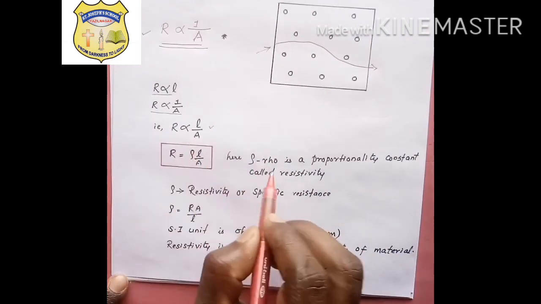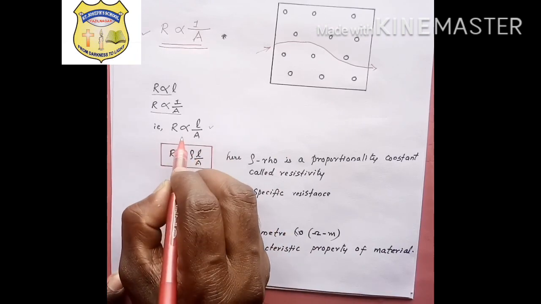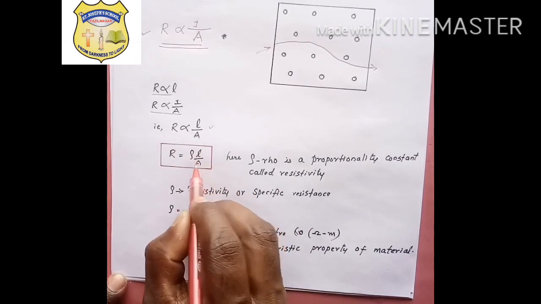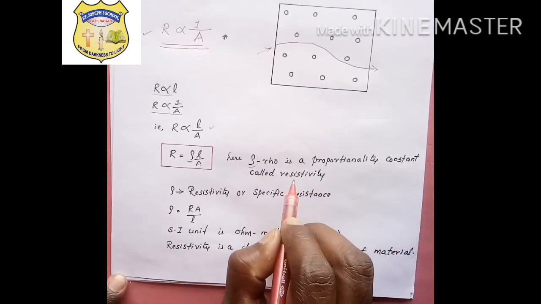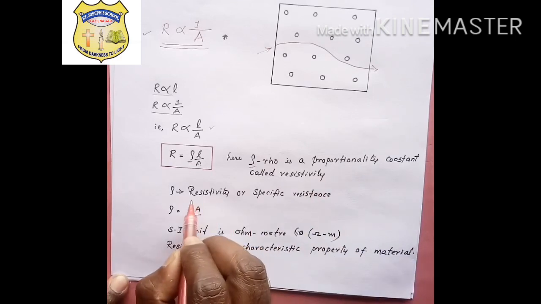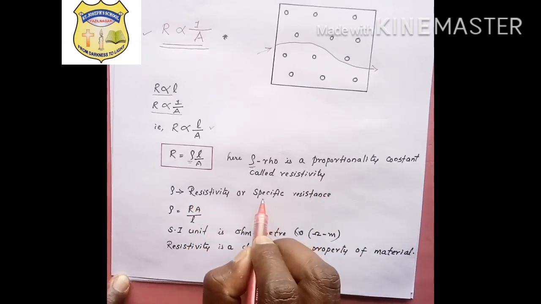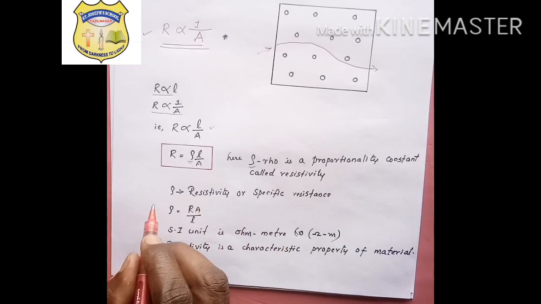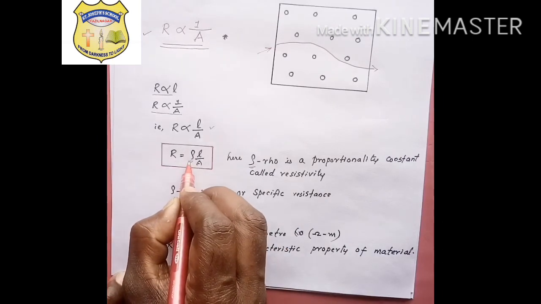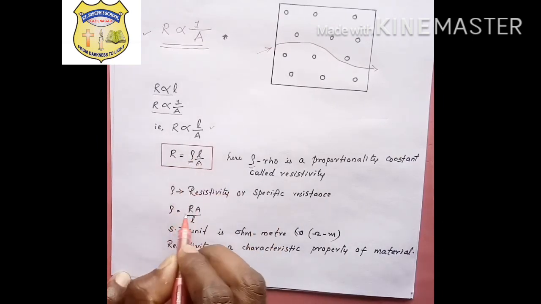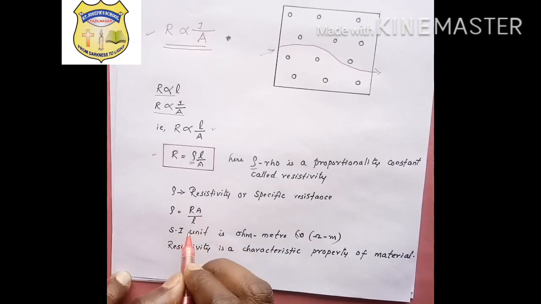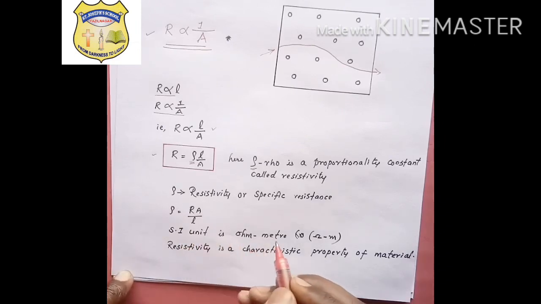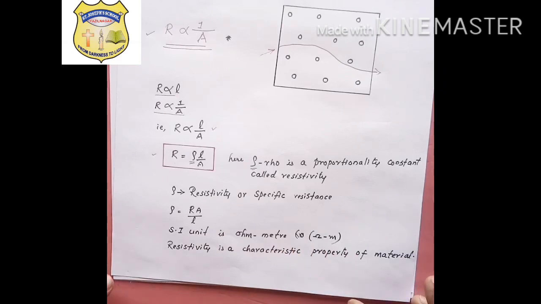We can add a proportionality constant, so therefore R is equal to rho into L by A. This is a new letter called rho. Rho is a proportionality constant called resistivity. Another name of resistivity is specific resistance. Now we can make a new relation for rho. Rho is equal to R into A upon L. From this formula, rho is equal to RA by L. And what is the SI unit of rho? SI unit of resistivity is ohm meter. How do you get the SI unit ohm meter?